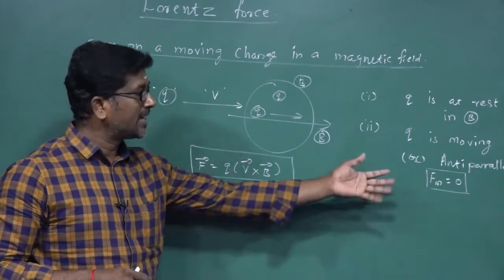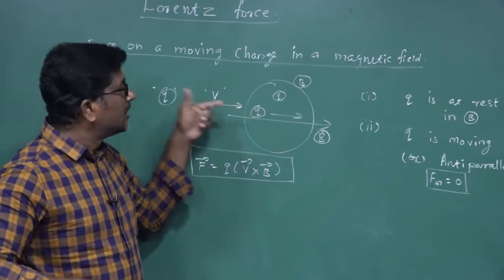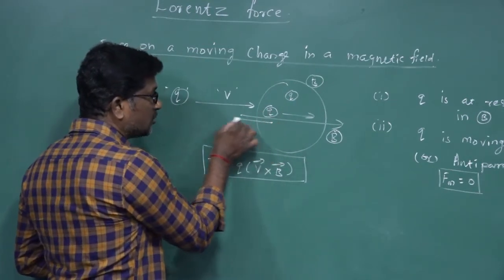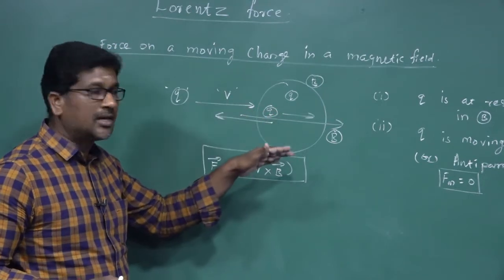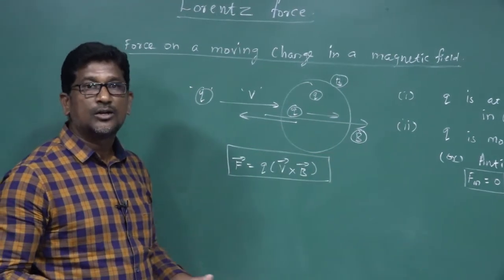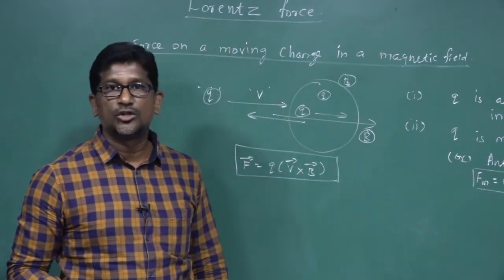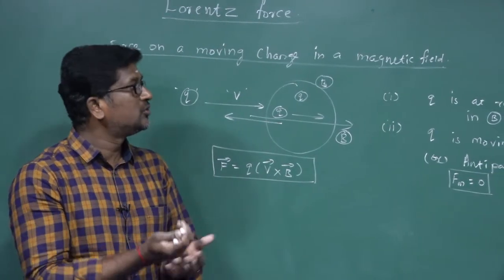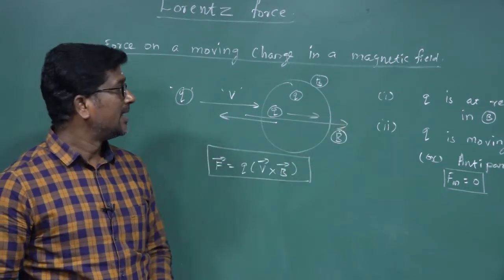The magnetic Lorentz force or magnetic force acting on the charged particle is 0 if the charged particle is even moving, but its direction is along the direction of the magnetic field. Suppose the charged particle is moving like this, that is, the direction of motion is opposite to the direction of the magnetic field, which is called anti-parallel to the magnetic field. In this case also, the magnetic force acting on the charged particle is 0. So in two situations, the magnetic force acting on the charged particle is 0. Are you clear?